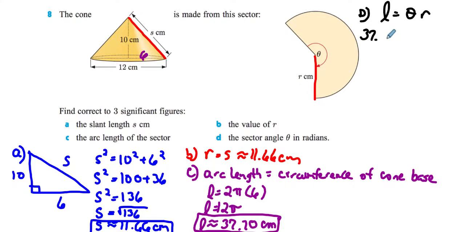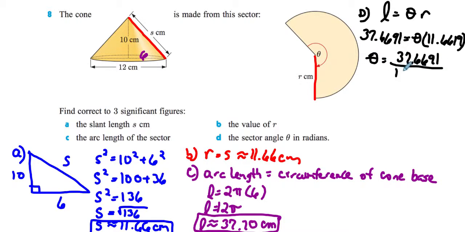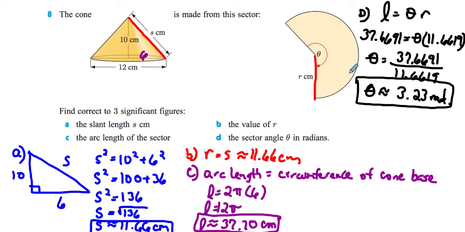Alright, so D. The sector area angle theta. Well, I know the arc length already. And so I know the radius, which I found in part A. So all I have to do is solve this equation for theta by dividing by 11.6619 and then rounding to three significant digits, which is approximately 3.23 radians. So theta is 3.23 radians.